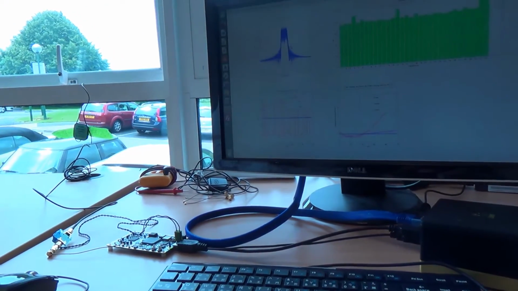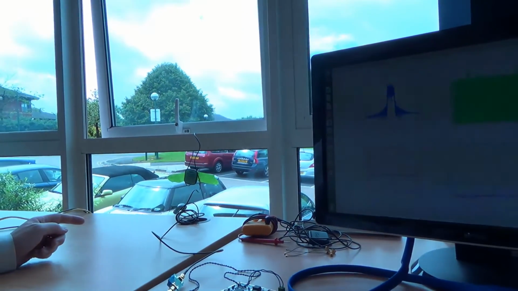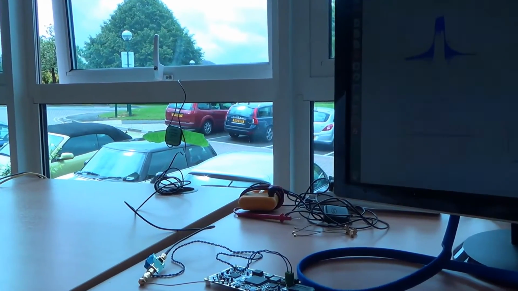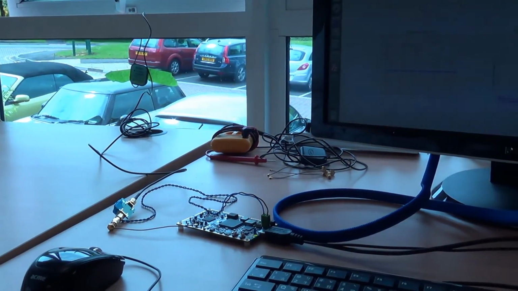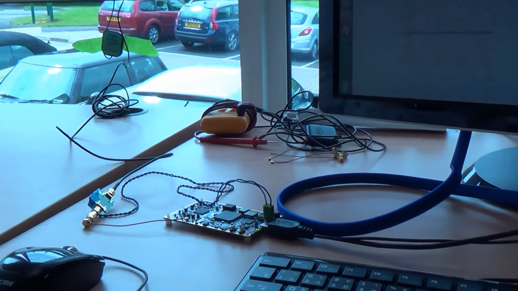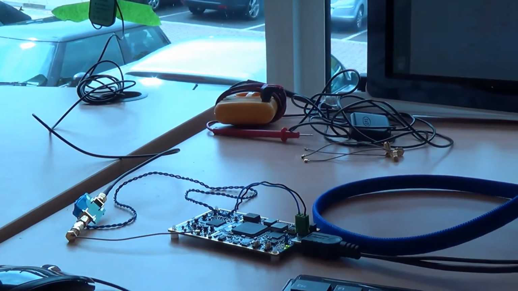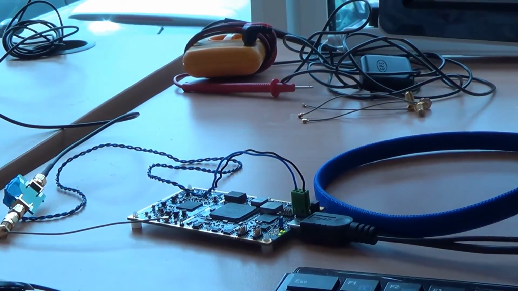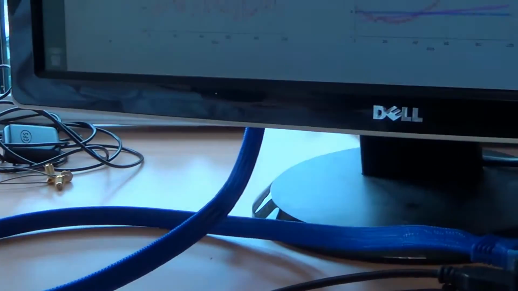In this demonstration we're using a low noise active patch antenna. The antenna is mounted on the office window here and has sufficient sky coverage for typically 2 to 4 satellites with some slow fading. The Octave software is running on one of Lime's Ubuntu workstations.